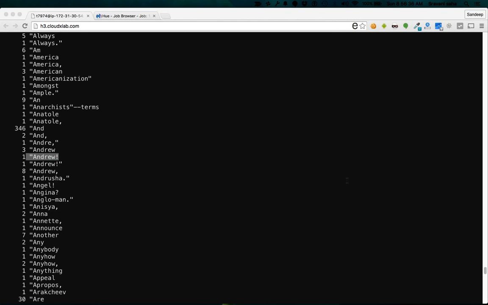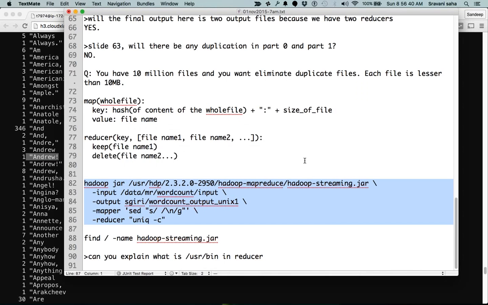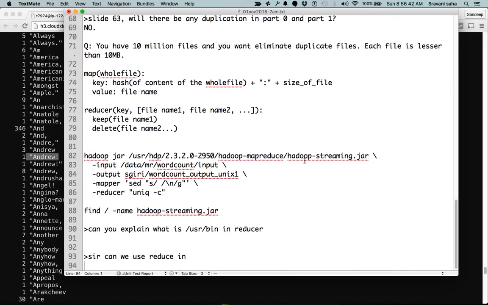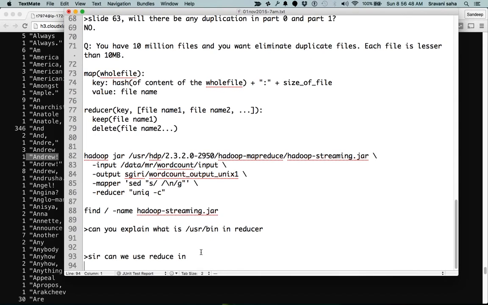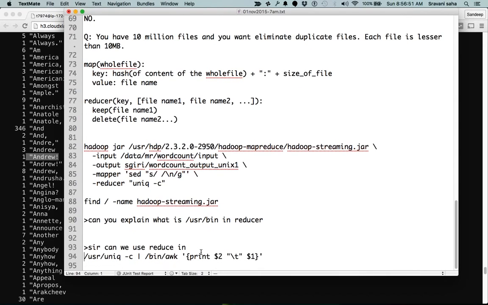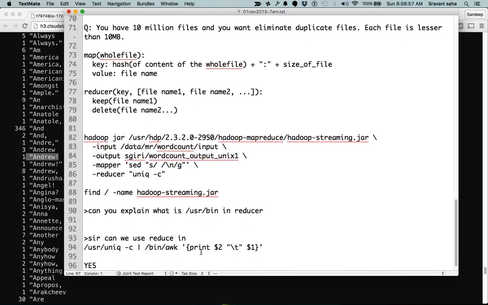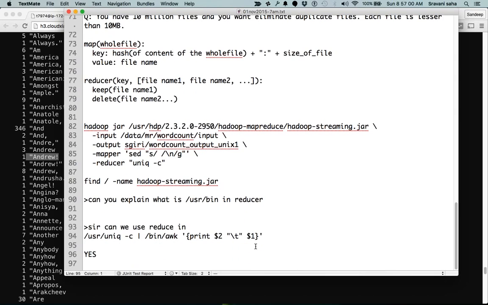All right. So here is a good point from Kamal. His point is, can we use reduce? Yes. So his question is, can we have our reduce like this? Yes, that's what I'm about to explain. Brilliant.